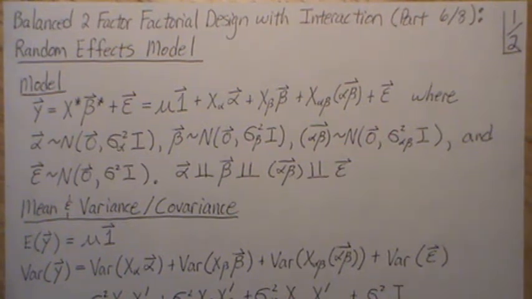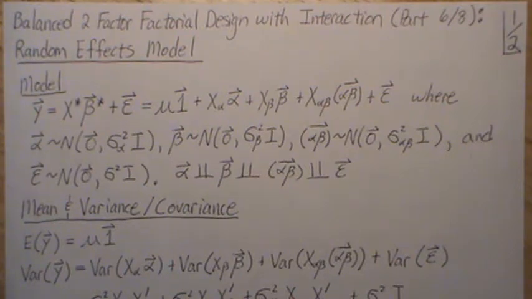Hello, this is the next video in a playlist that I'm calling General Linear Models, Design of Experiments. And this is part 6 of an 8-part series, a little mini series within that big playlist. Here we're looking at balanced two-factor factorial design with interaction, and we're going to look at the random effects model.